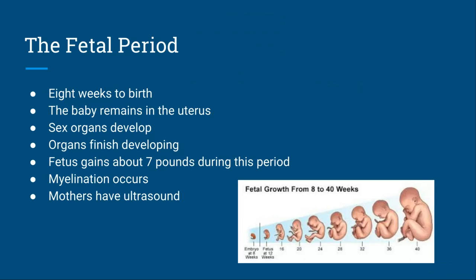From 8 weeks after conception to birth, the fetal period occurs. During this time, the baby remains in the uterus and continues to grow. The fetus's sex organs develop, and the rest of the organs also finish developing to become fully functional. Many changes happen to the developing baby's brain and nerves. The brain experiences rapid growth and myelination occurs. Myelination is when the neurons become surrounded by an insulating material called myelin.